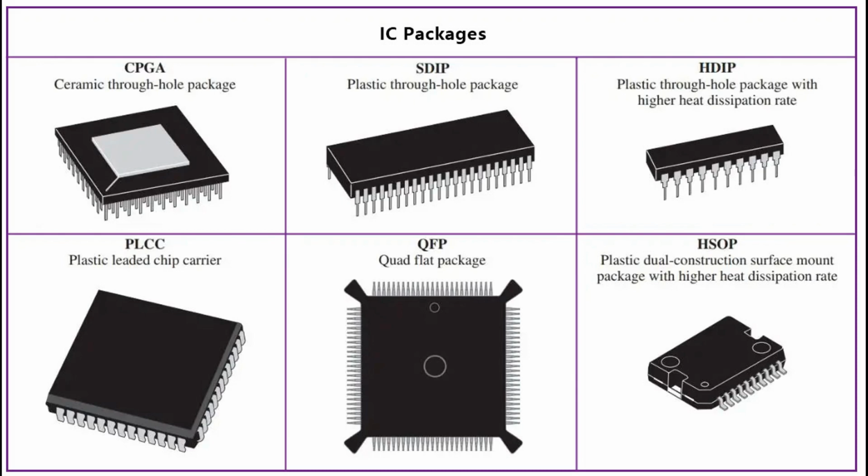Types. Mask ROM, data is permanently encoded during manufacturing. Programmable ROM, PROM can be programmed once. Erasable programmable ROM, EPROM can be reprogrammed and erased using ultraviolet light.